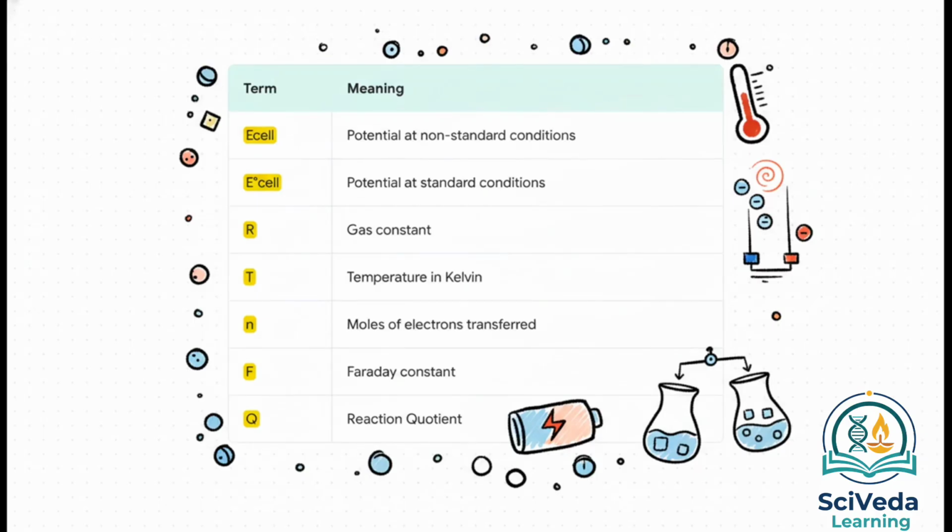Okay, let's break this equation down, because you have to know what every single piece means. E cell is the real-world potential we're trying to find. E star cell is our starting point, the standard potential. R is the good old gas constant, and T is the temperature in Kelvin, always Kelvin. Now N is super important. That's how many moles of electrons are being transferred in the reaction. You get that from the balanced equation. F is the Faraday constant, a value that connects coulombs of charge to moles. And finally, there's Q, the reaction quotient. Just think of it as a snapshot of the products over reactants concentrations at that exact moment.